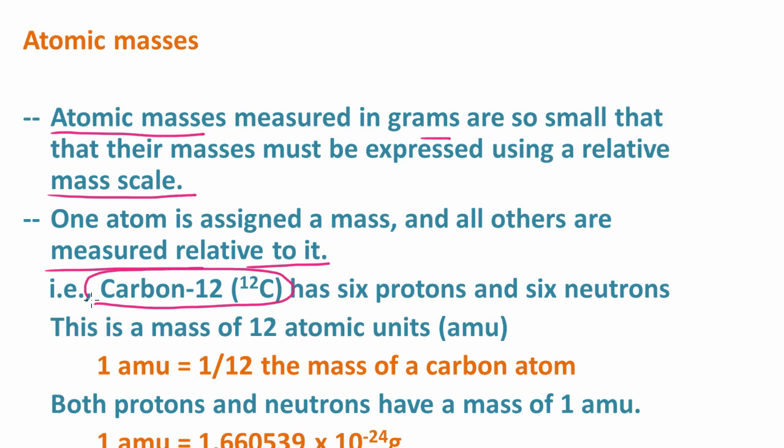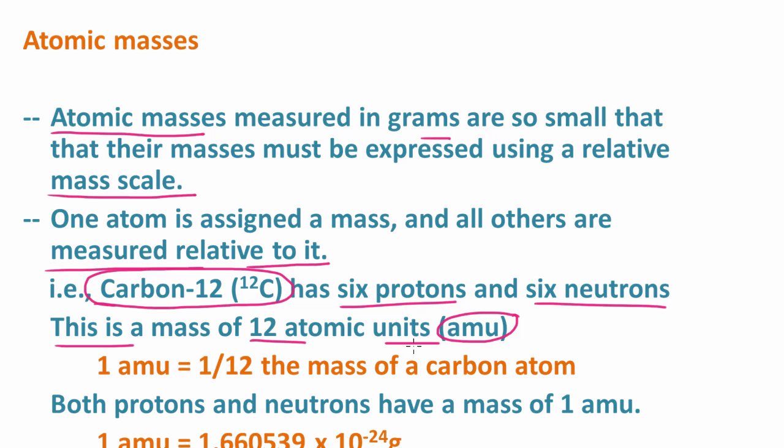The atom is what we call carbon-12. Carbon-12 contains 6 protons and 6 neutrons, and that is assigned a mass of 12 atomic units. Atomic mass units are represented by AMU, so atomic mass units.